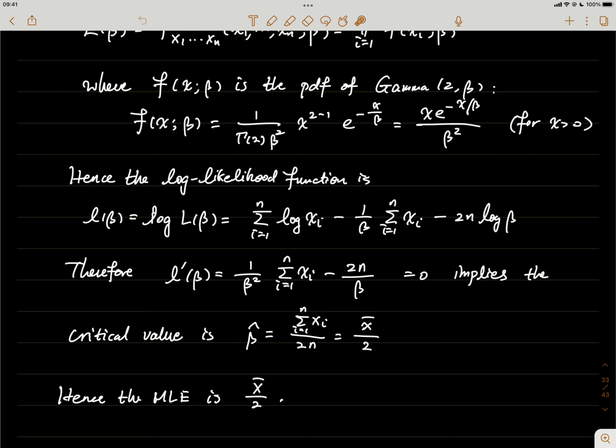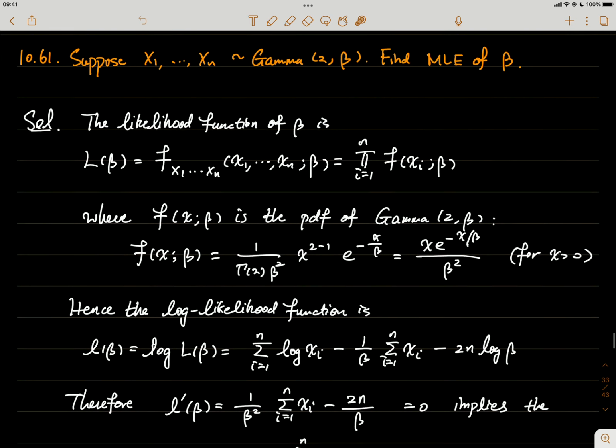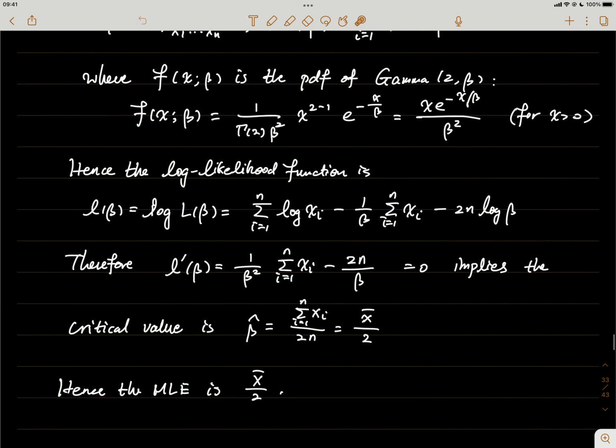And it's not surprising actually, because the mean of this distribution is 2 times beta. So, in other words, beta equals the mean divided by 2. And now our estimator for beta is just the sample mean divided by 2.